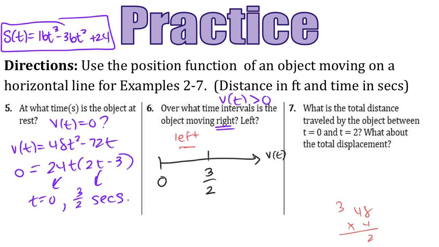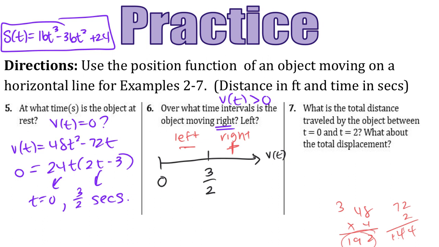This is going to be 192. And then I need to figure out what 72 times 2 is and just see if it's more or less than that. 2 times 2 is 4. 7 times 2 is 14. This is bigger. So that means we're going to have a positive value happening between 3 over 2 and on. What that means is that we're moving right as long as we're greater than 1.5 seconds.